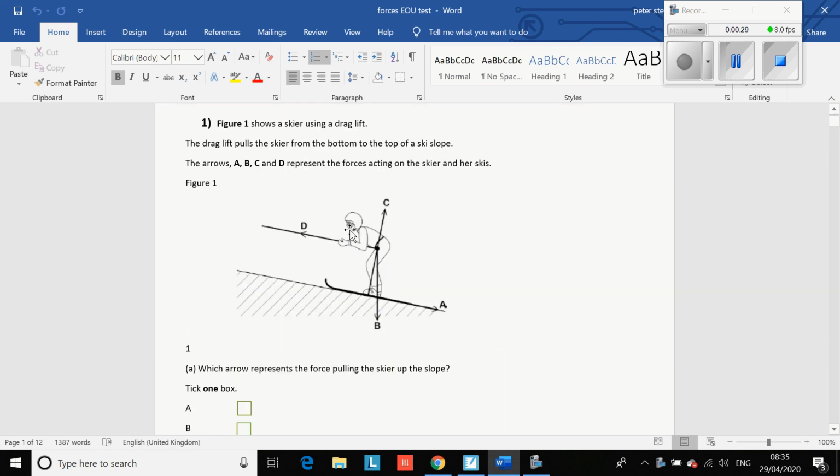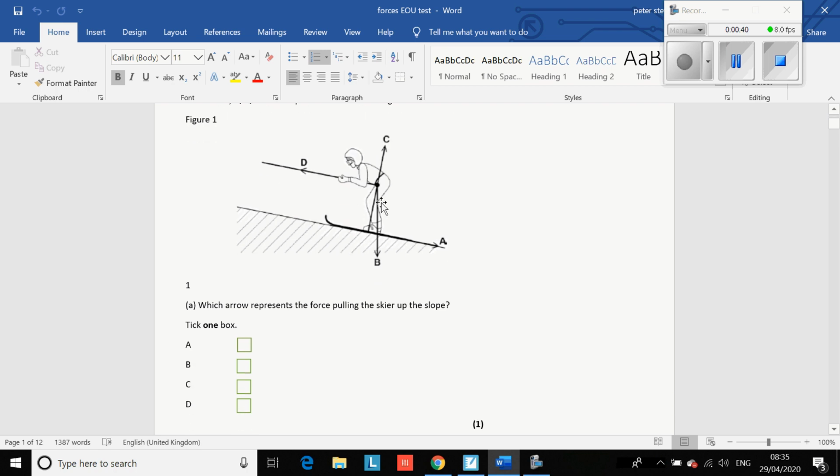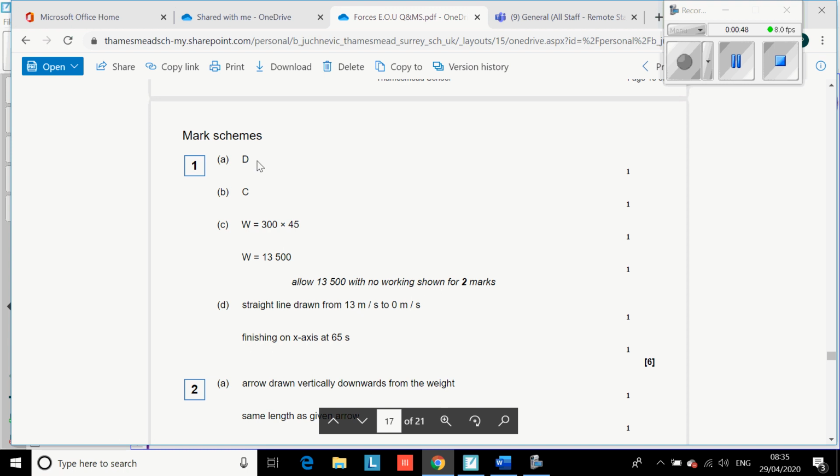So, the drag lift pulls a skier from the bottom to the top of a ski slope. The arrows A, B, C, D represent the forces acting on the skier and her skis. Which arrow represents the force pulling the skier up the slope? C, B, A, or D? Okay, so that was really just a matter of common sense. It was D.